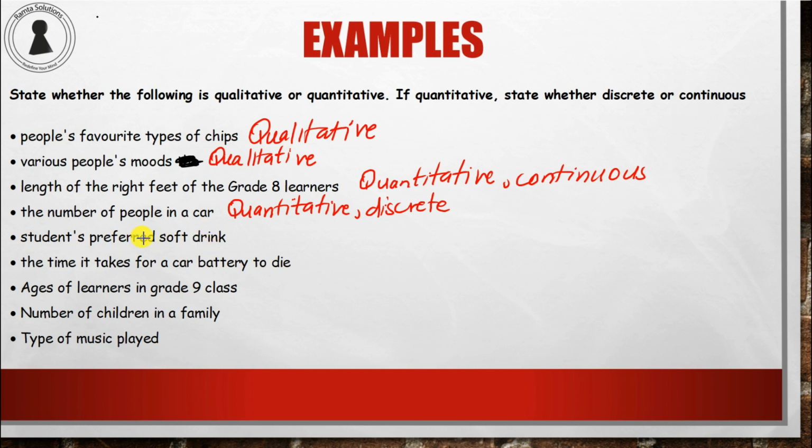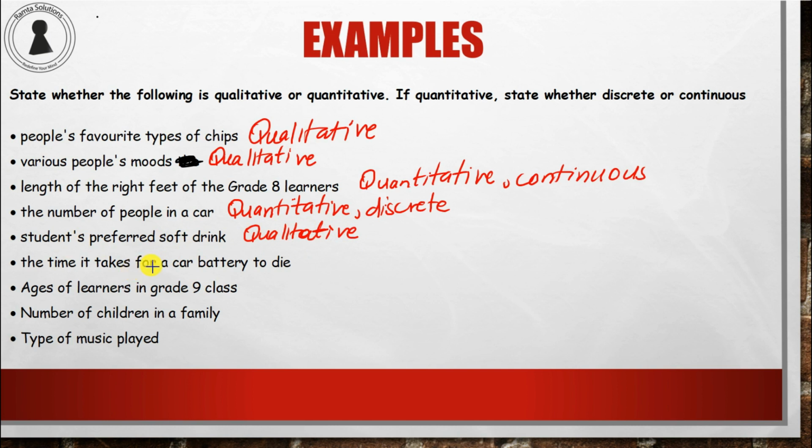Is it measured? No. It is not measured. So it is qualitative. Remember, it is not counting and it is also not measuring. So it is qualitative data. Students' preferred soft drink is qualitative data.